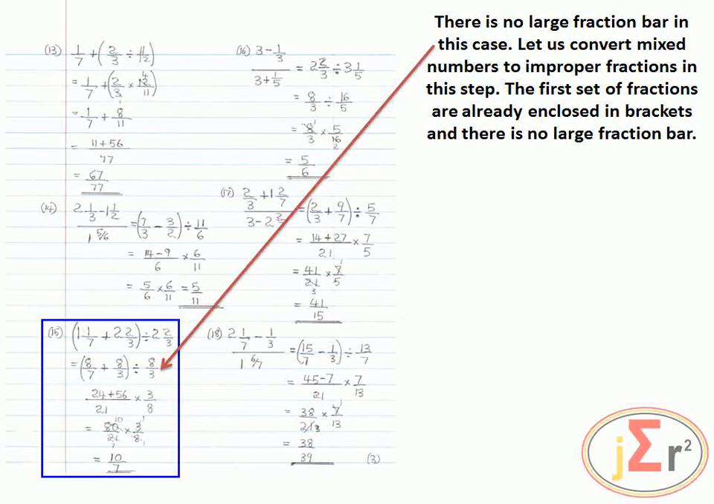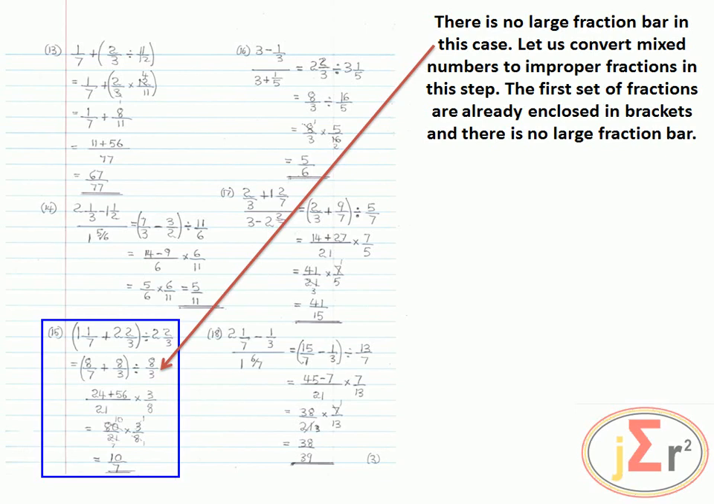There is no large fraction bar as we have in this problem, and we can see right there that we do not have any large fraction bar in this case. Let us convert mixed numbers to improper fractions in this step. The first set of fractions are already enclosed in brackets, so we do not have to do that, and we do not have any fraction bar.